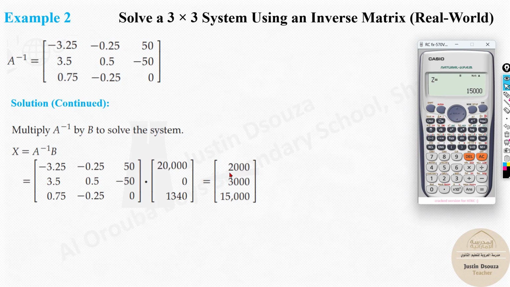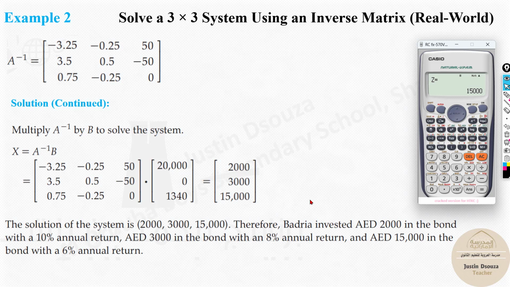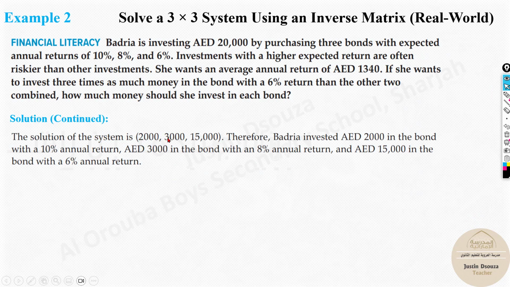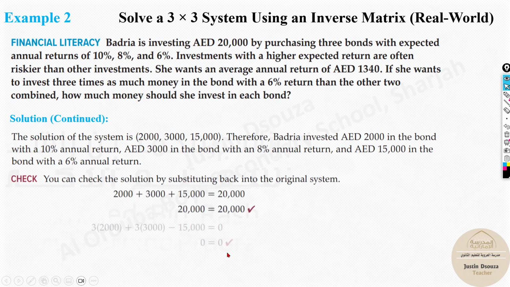And this makes sense because when you add these two, it is 5,000, and times 3 would be 15,000. They told us this is 3 times more than the other two combined. That's how we solve it. That's the answer. And over here, it's just the same thing. The first one is basically 2000, 3000, and 15,000. You can do the check as well. If you substitute back in the original equation, you must get the right hand side.